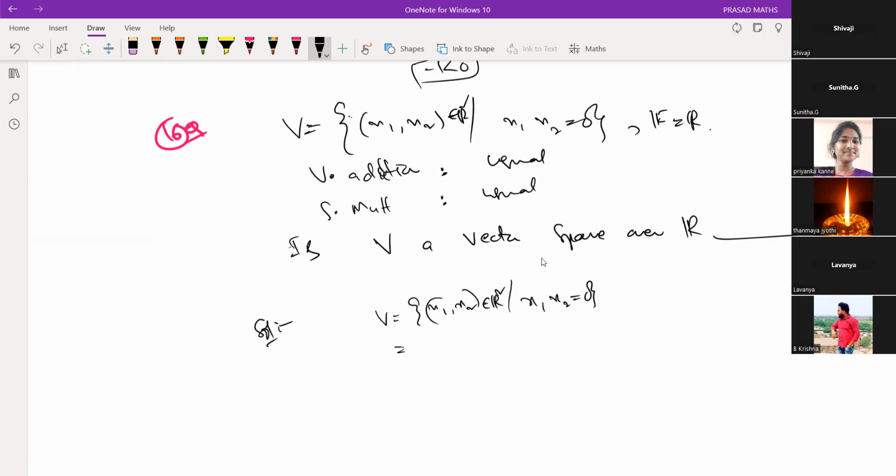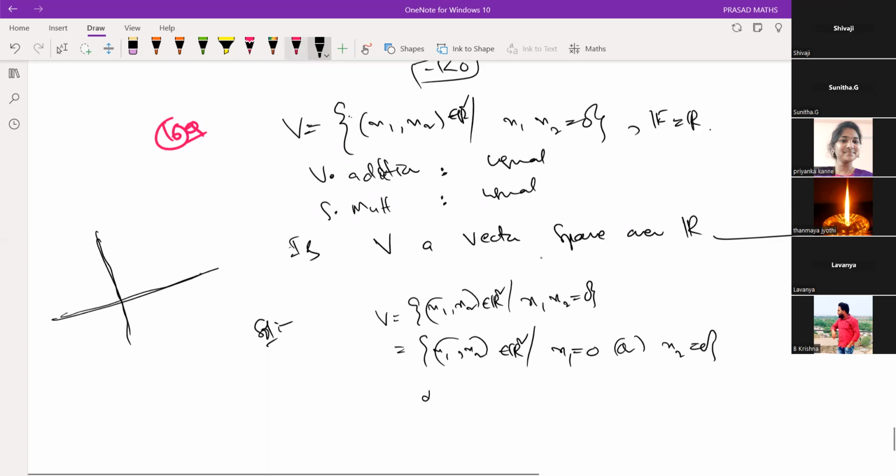That means x1 x2 equals 0, which means either x1 is 0 or x2 is 0. Yes or no? That means your vectors are either on the x-axis or on the y-axis. That is my vector space V. If I take x1 is 0, you are on the y-axis. If I take x2 is 0, you are on the x-axis.